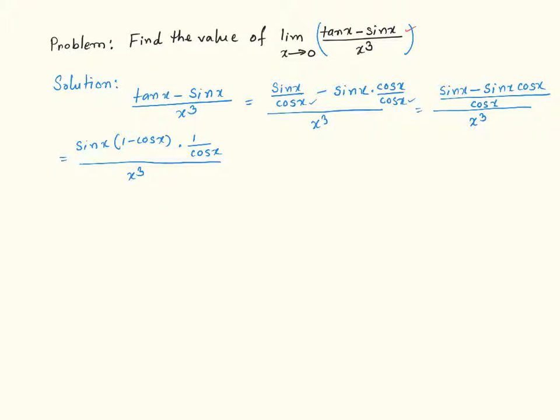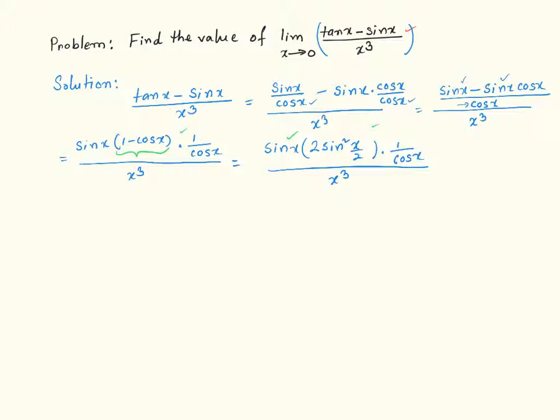Now I could factor out sine of x from here. There is a sine of x here, there is a sine of x here. If I factor it out, I have sine of x times (1 minus cosine of x), then times 1 over cosine of x. So I write this cosine of x as a product on the side, 1 over cosine of x, and in the denominator I have x cubed. Now I am going to simplify this further. If I simplify this, I get this.